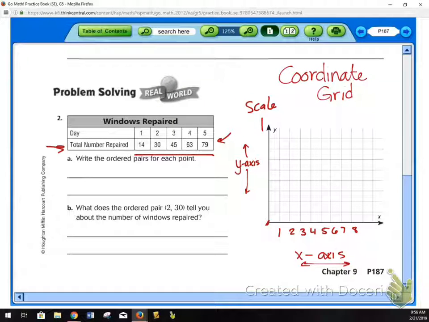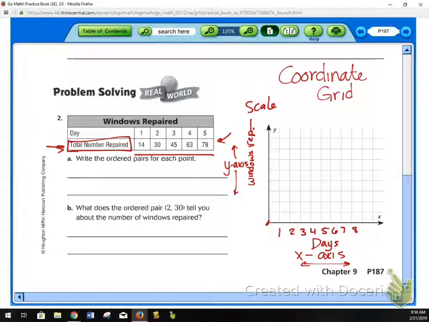So also, because these are days, I'm going to name my x-axis days. Okay? And my y-axis is the total number of windows repaired. So I'm going to call my y-axis windows repaired. Okay? I should probably move that over because we won't have room for our scale. I did total repairs. Okay, total repairs, that works too.